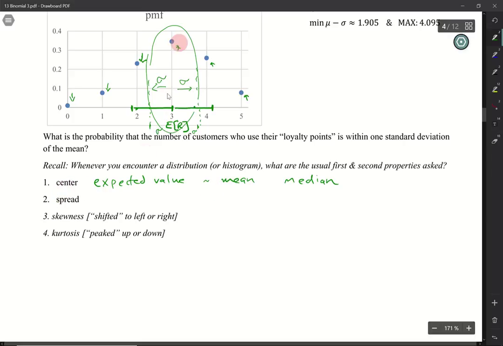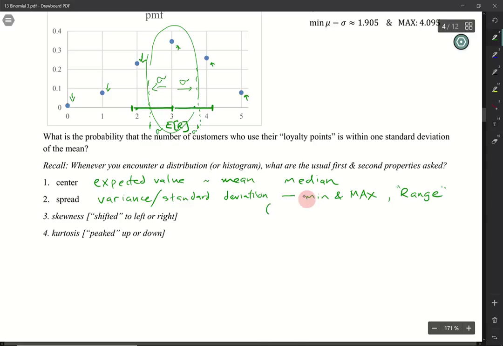Once you know where the middle is, then you might want to understand how spread out it is, right? And so there are several measures for spread. One that we are talking about is this idea of variance and standard deviation. Other measures would be, say, the minimum and the maximum. Sometimes that's known as a range. Okay, and so all of those can give you some idea about the spread.